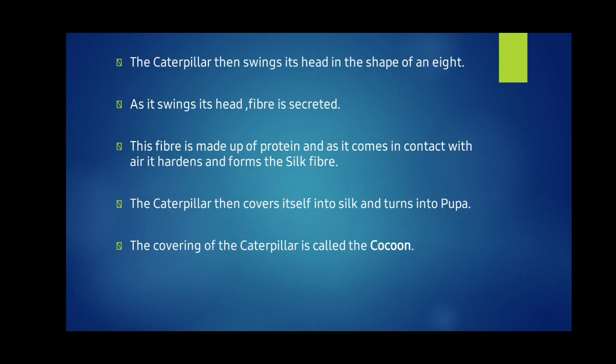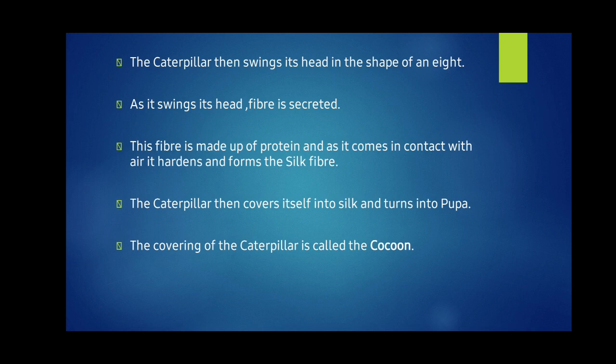The caterpillar then swings its head in the shape of an 8. As it swings its head, the fiber is secreted. After preparing the net, it just swings its head. While swinging its head, from the neck region, a fiber is being secreted. This fiber is made up of protein, and as it comes in contact with the air, it hardens and forms the silk fiber.